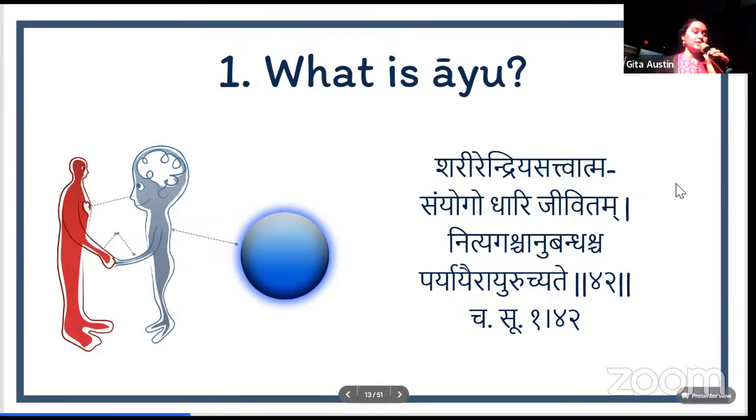Sharirendriya sattvatma sanyogo dhari jeevitam, nityagashchanubandhascha paryayairayurucyate. So here Ayu means Sharira, the body, Indriya, all the sense organs, Sattva, the mind, and the Atma, the soul. All of these, when they're together, joined together, that is what is life.